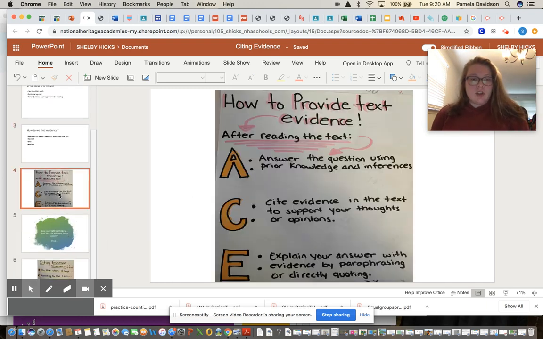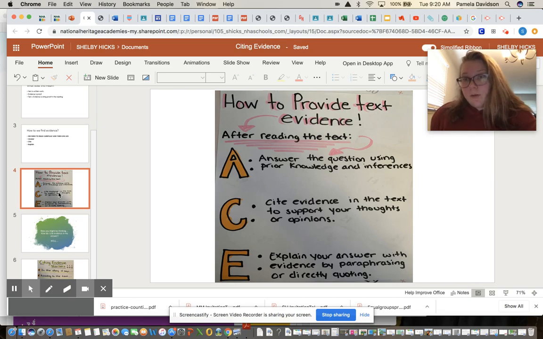Now let's look at the anchor chart. How do we provide text evidence? Well, after we read the text, we first need to look at our A. Our A in ACE stands for answer the question using prior knowledge and inferences.